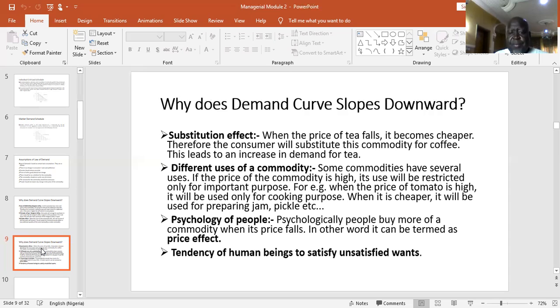Then psychology of the people. Psychologically, people buy more of the commodity when its price falls, which is called price effect. This is the thinking like, it's cheap now, so let me buy more. It's normal human behavior. When you know something is 20 naira and you find that it's 10 or 15 naira, it's okay, let me buy two instead of buying one. You get the point. So that's what is called price effect.